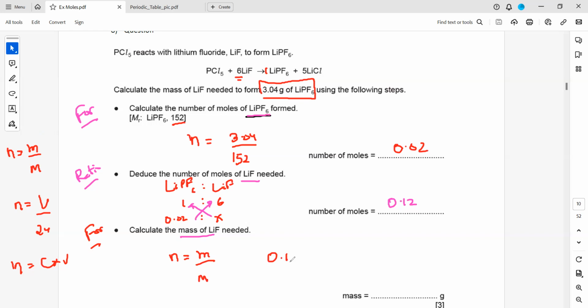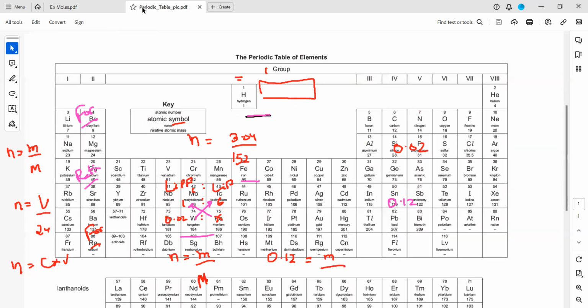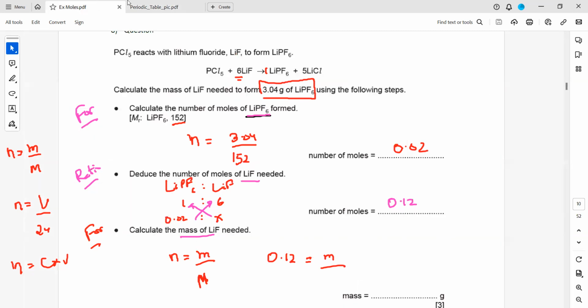Moles of lithium fluoride are 0.12. Mass in gram, we don't know. But for the molar mass, what do we have to do? We have to use the periodic table. So lithium fluoride: lithium is 7 and fluorine is 19. So the molar mass of lithium fluoride is 7 plus 19, which is 26. So this 26 will be multiplied by 0.12.